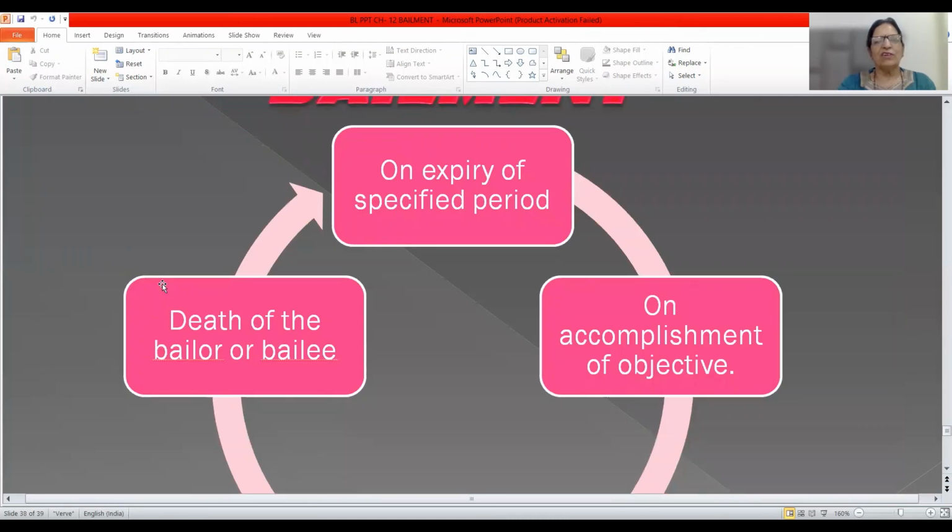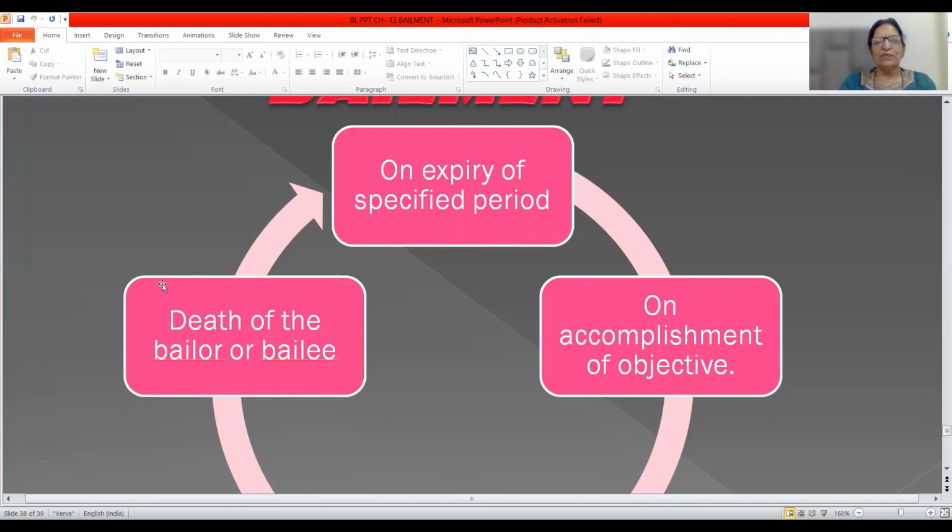And now, how does the contract of bailment come to an end? It comes to an end in various ways. The bailment terminates on expiry of a specific period, when the period is over. Say the bailor has left his car with the bailee for 15 days, and 15 days are over, and he comes back and must take his car. If the bailor dies or the bailee dies, the contract of bailment comes to an end. Purpose has been accomplished, so bailment also comes to an end when the purpose is over.